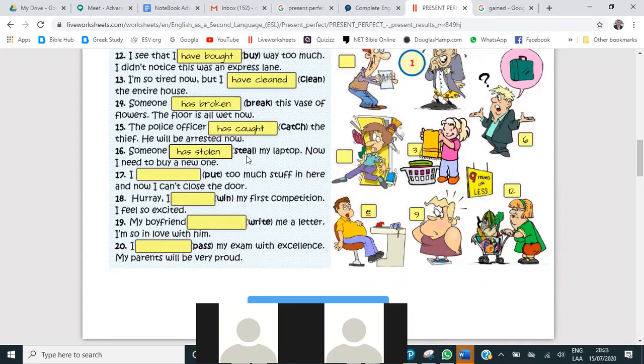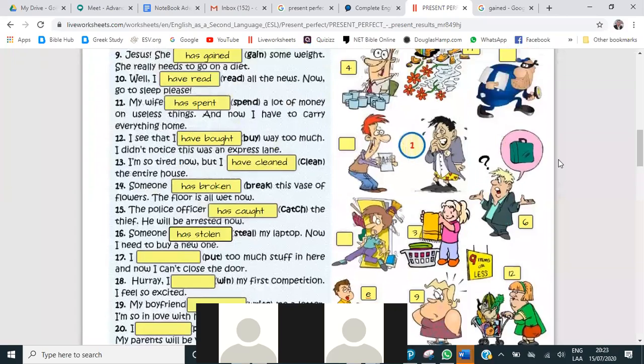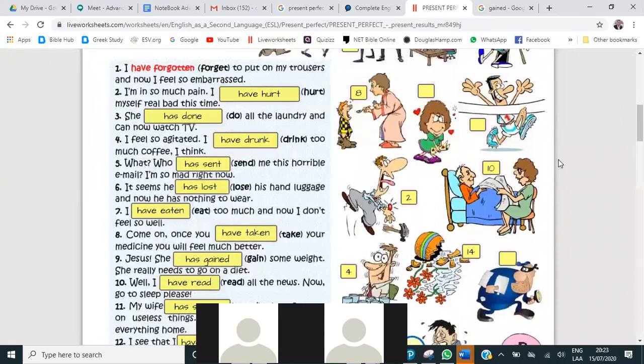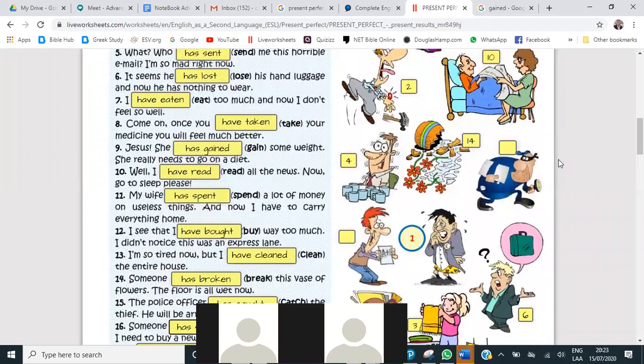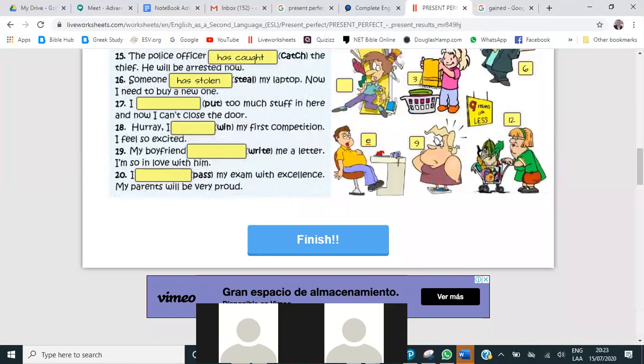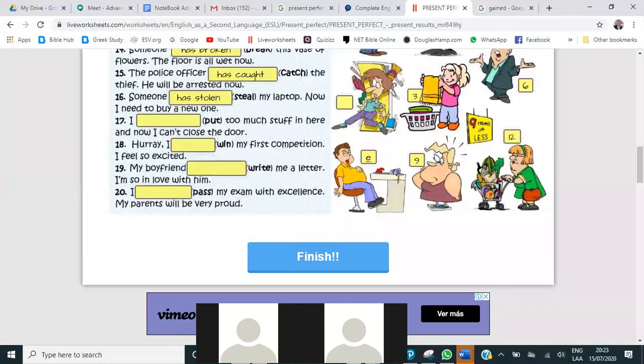Stolen, right? Someone has stolen my laptop. Now I need to buy a new one. Where is that? Aquí está, the laptop. Este es un laptop, lo que tiene en la mano. Okay. Very good. Number 17, Andrea, number 17.